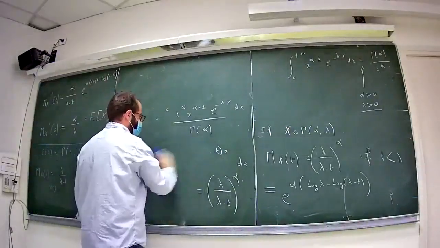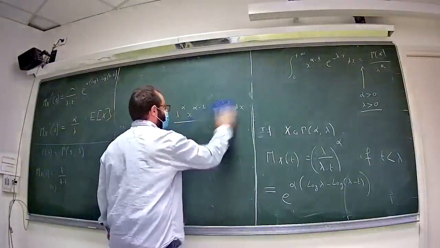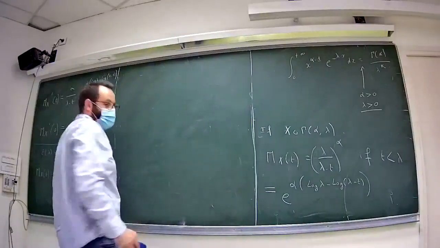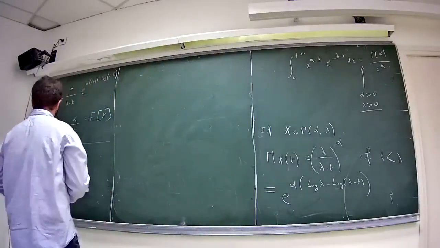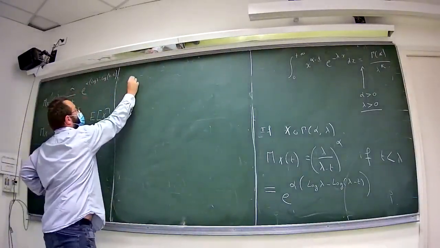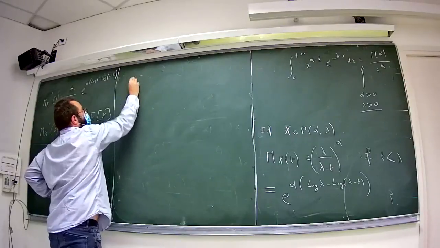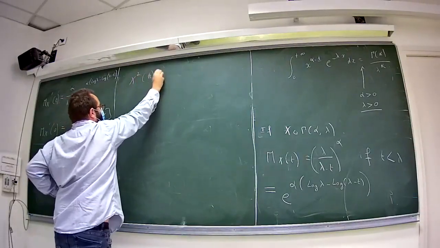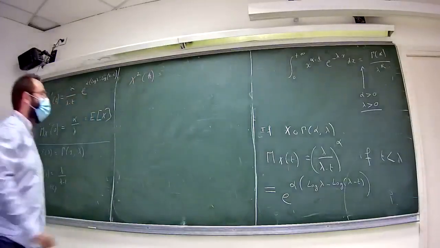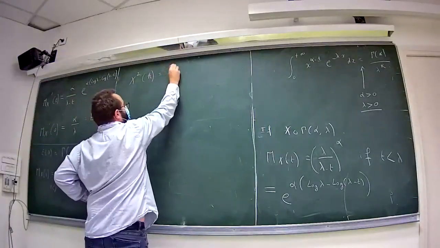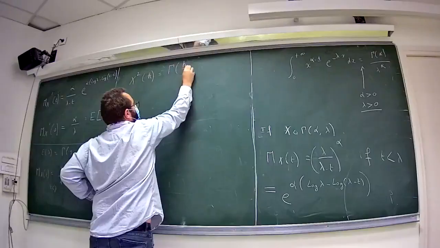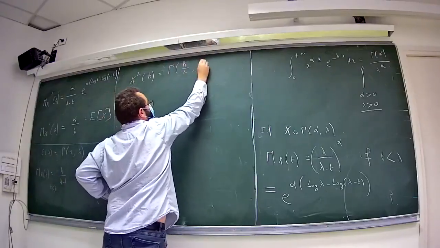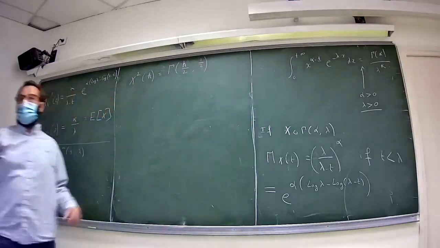In exercise 5 of list 5, we have also seen that the chi square of parameter k is just, by definition, a gamma of parameters k over 2 and 1/2. Okay?